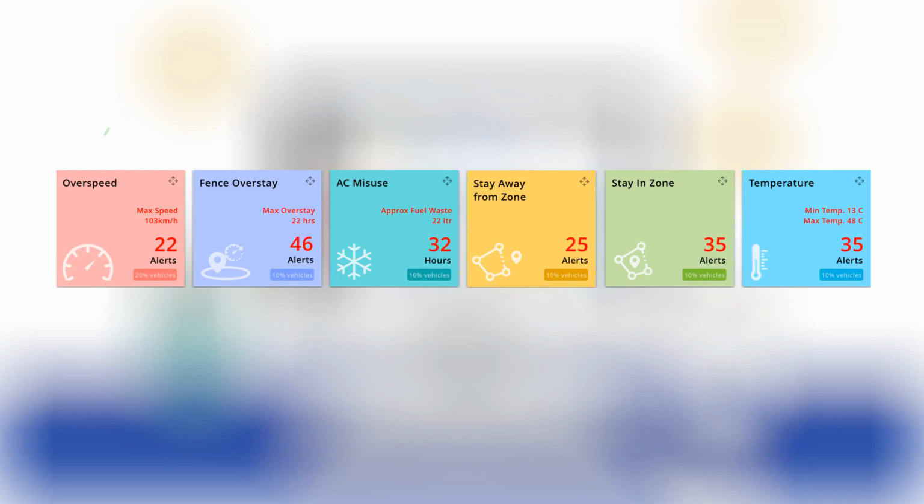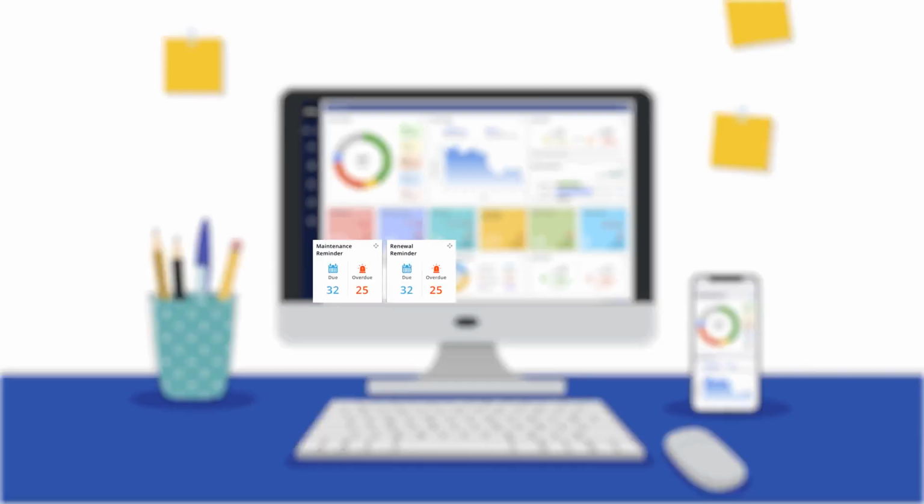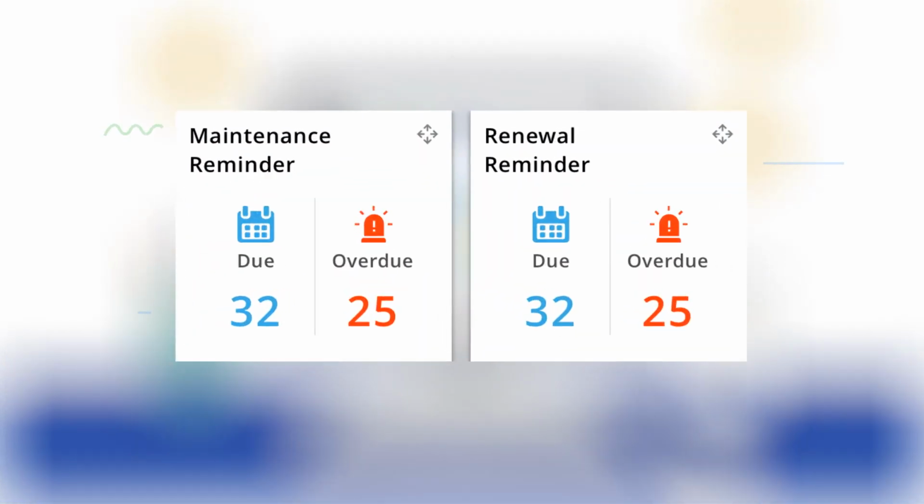We have a variety of violations which help you to understand the driver behavior through the journey and warns you with multiple alerts like overspeeding, fence overstay, AC misuse, stay away from the zone, stay in zone, and temperature. Here are the widgets dedicated to reminders. Reminder gives a detailed view of maintenance and renewal reminders so that you don't miss any scheduled service.